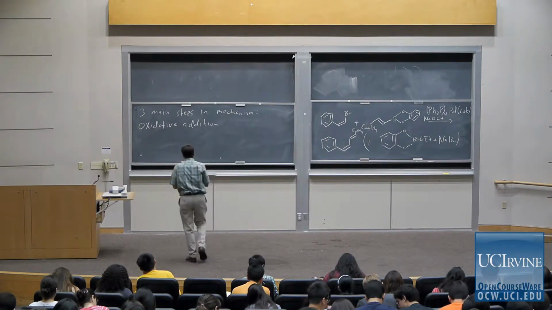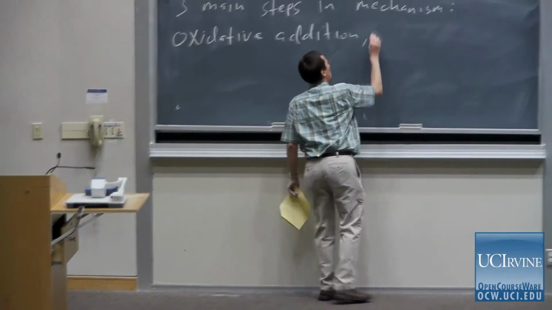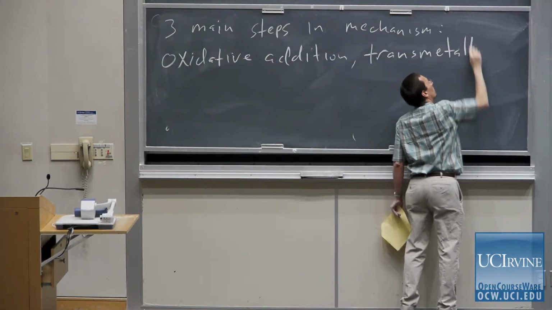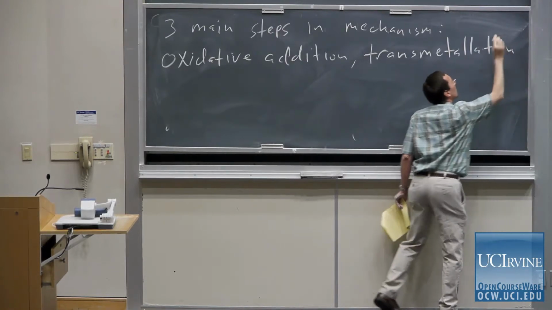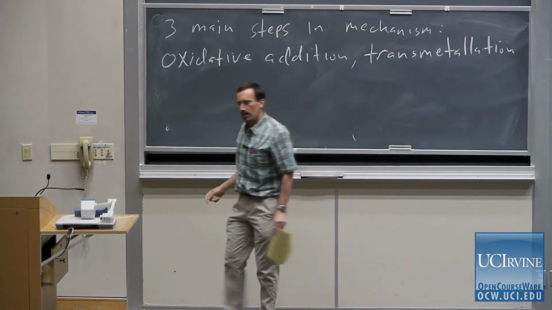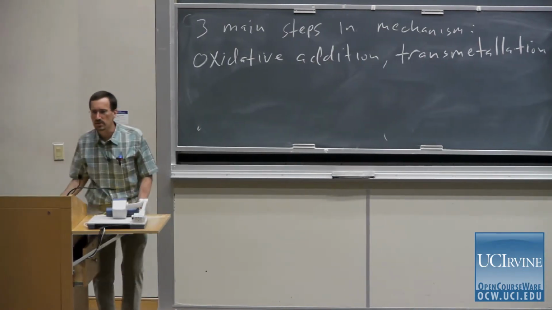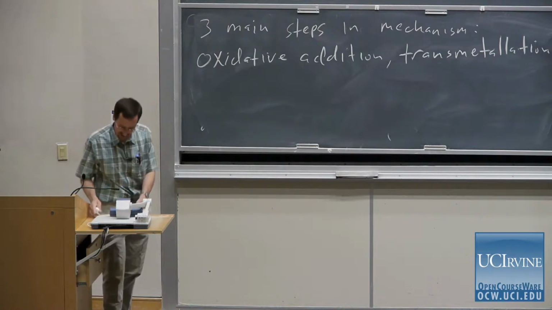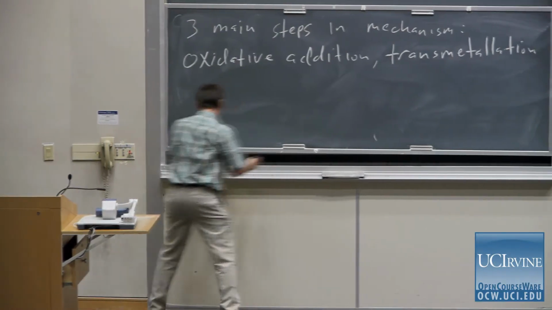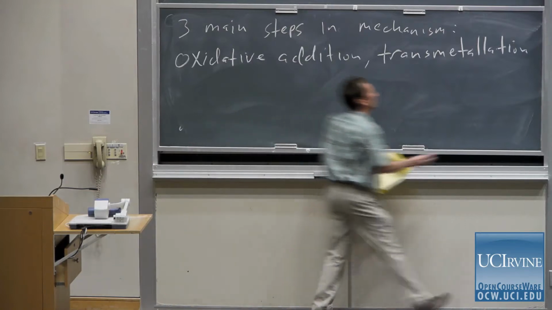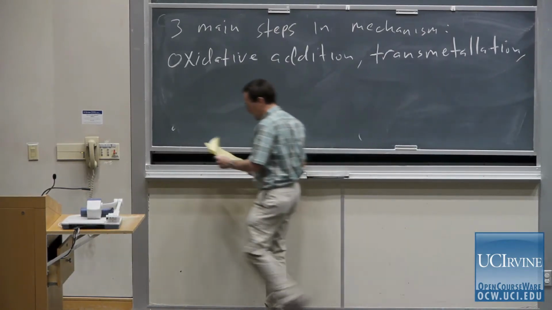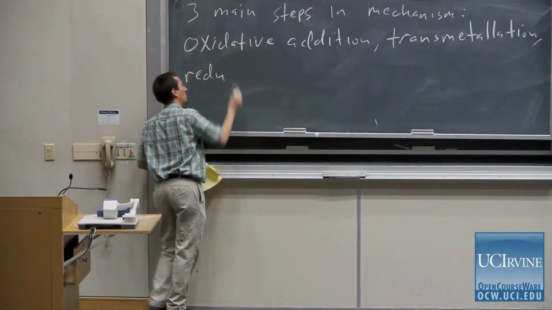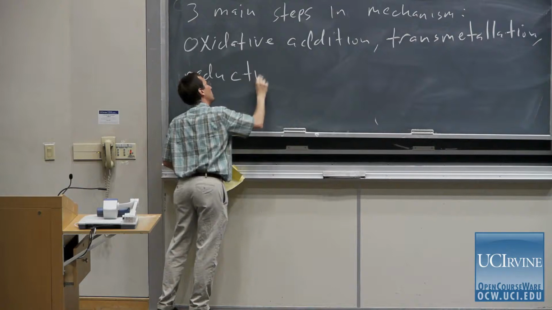The second main step is transmetallation. In the transmetallation step, the other alkenyl group is transferred from boron to the metal. Transmetallation, it kind of makes sense. It almost says that. And the third step is where the metal acts as a template, and that's called reductive elimination. The metal spits out the carbon-carbon bond.